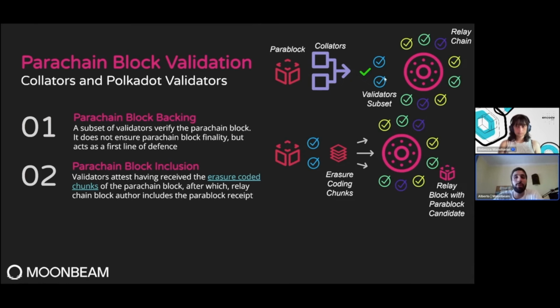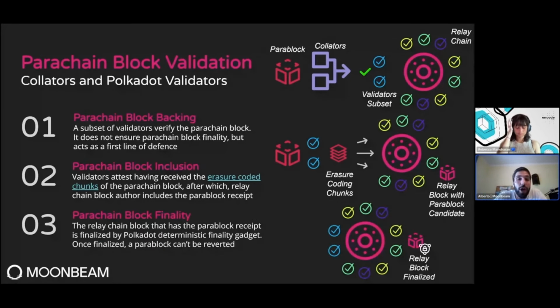These validator subsets start spreading these erasure coding chunks among relay chain validators, but then also the relay chain validator that is going to propose a relay chain block will include a parablock candidate receipt, okay? So this is when now in the relay chain block, you have parachain block information, and that's going to be included into the next relay chain block that is proposed in the Polkadot relay.